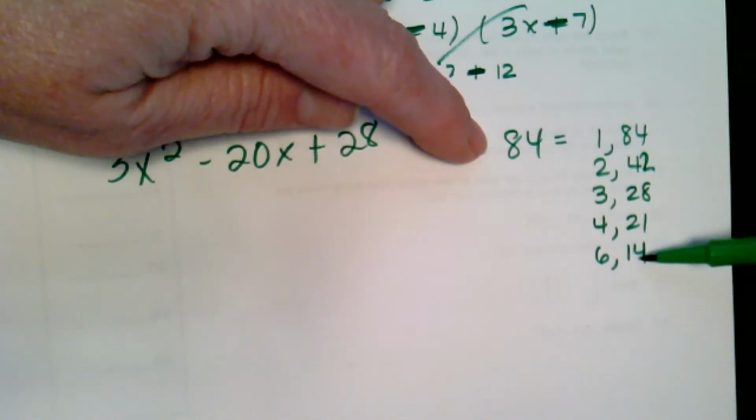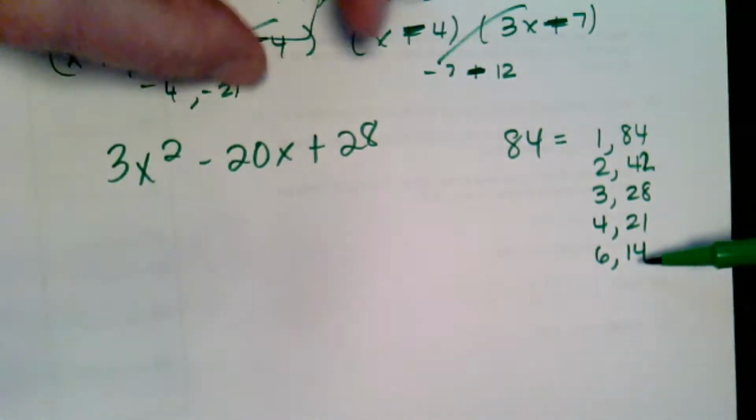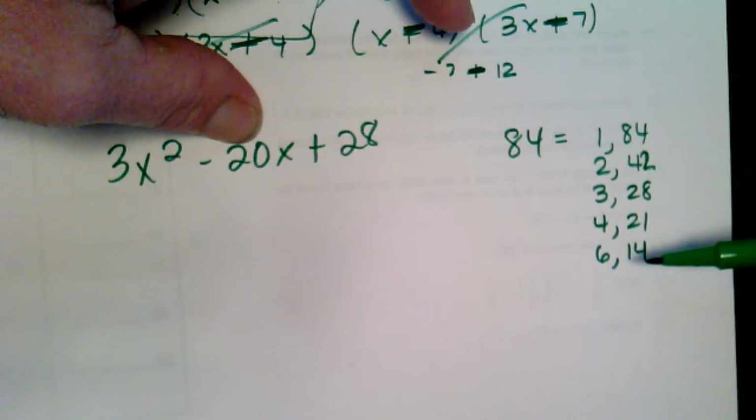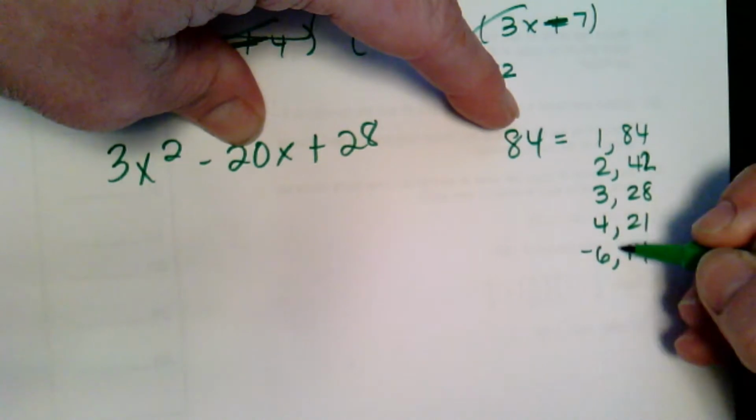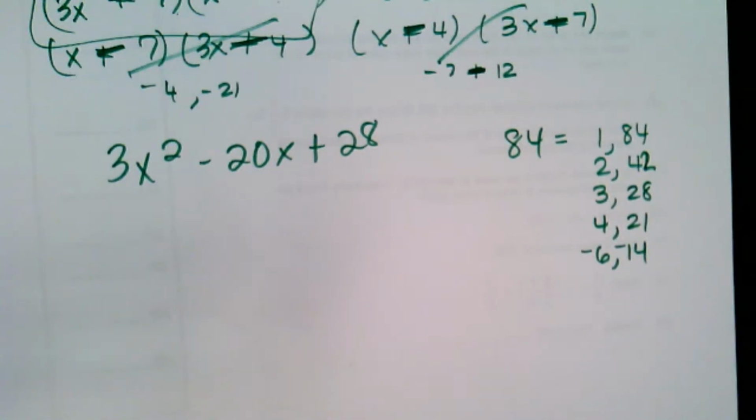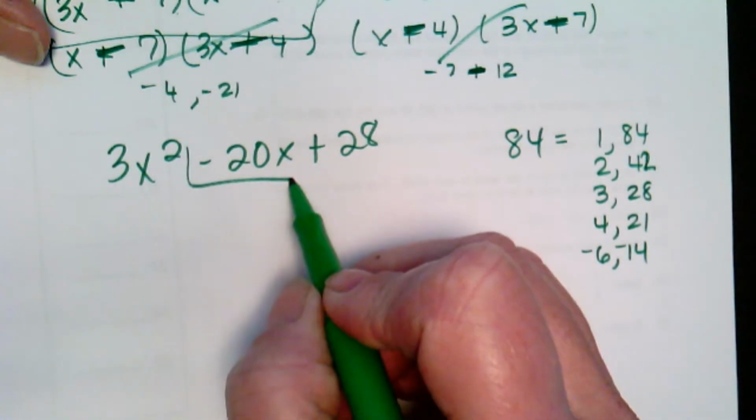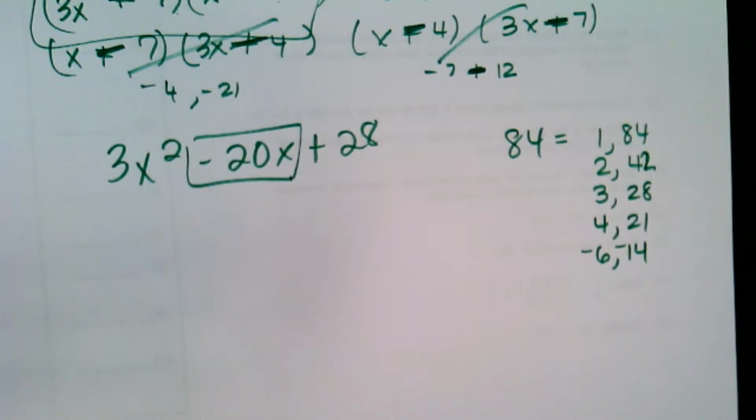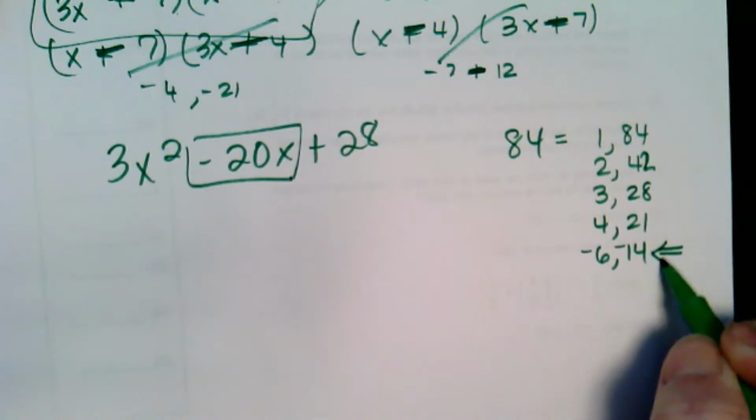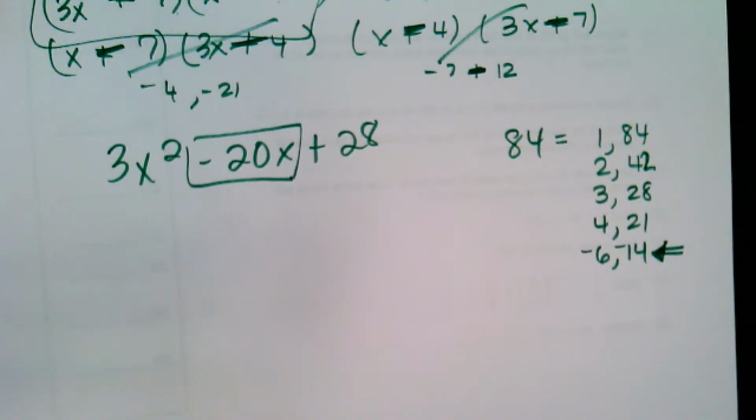Now they have to multiply together to equal 84 and add together to give me negative 20. Now the only way that's going to happen is if both of these are negative. Alright, so this middle term is going to be rewritten, and we're going to rewrite it with the factors that we found.